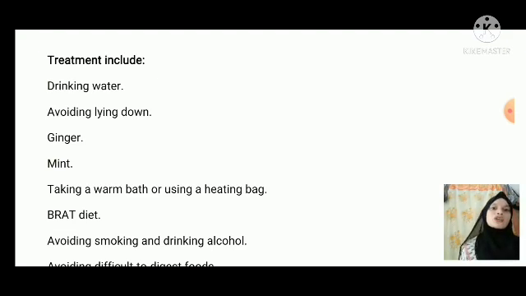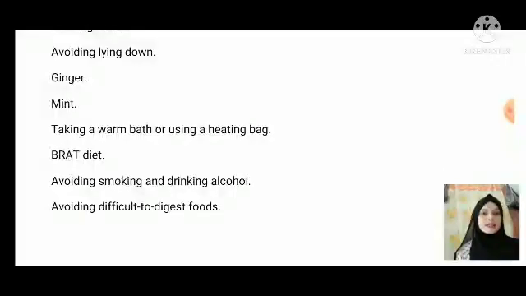So the next is treatment, which includes drinking water, avoiding lying down, ginger, mint, taking a warm bath or using a heating bag, a broth diet, avoiding smoking and drinking alcohol, and avoiding foods that are too difficult to digest.